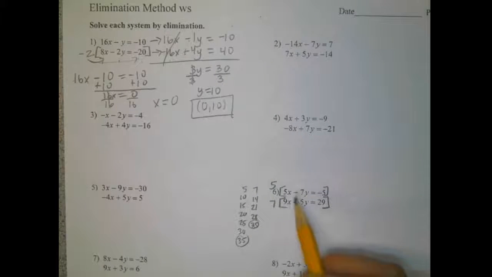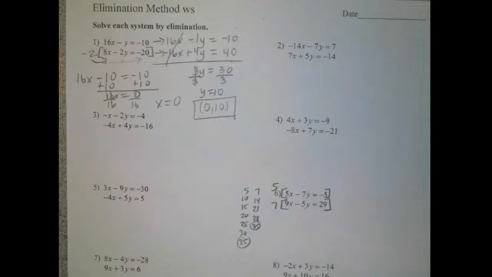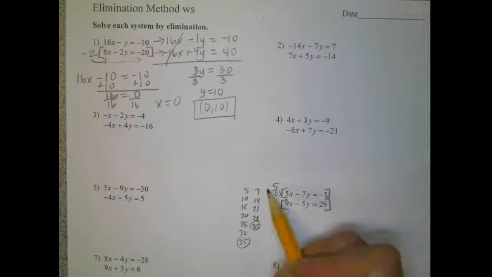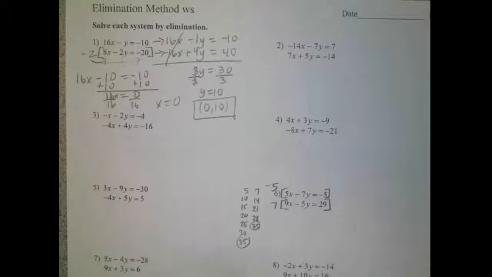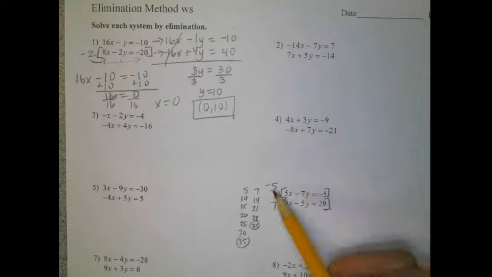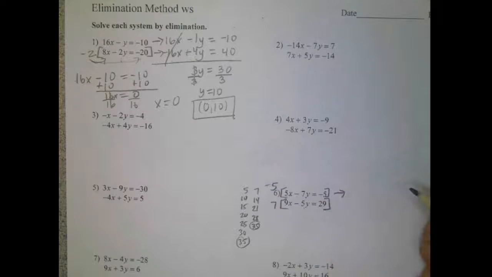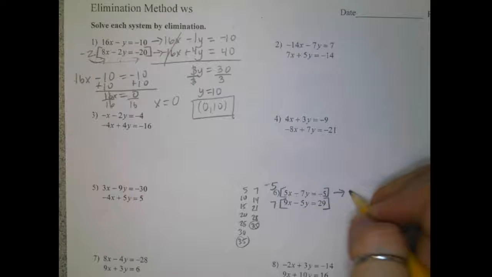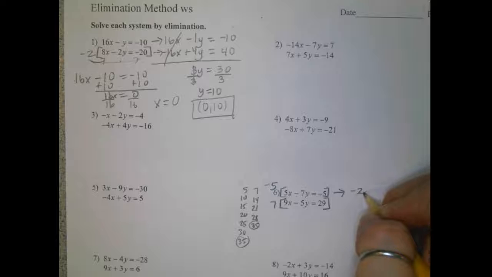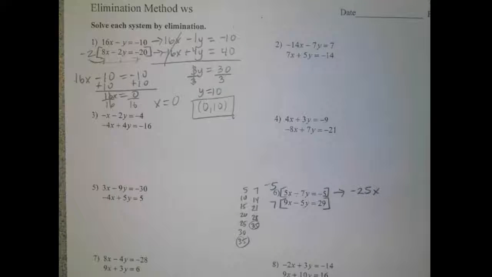But wait a minute. They're both positive. So which one do I want to make negative? If I make this negative, then both of these become positive. So that might be less positives in this equation, right? Or less negatives. So let's go ahead and multiply it out. What is negative 5 times 5x? Negative 5 times 5. Negative 25, and then my x tags along.